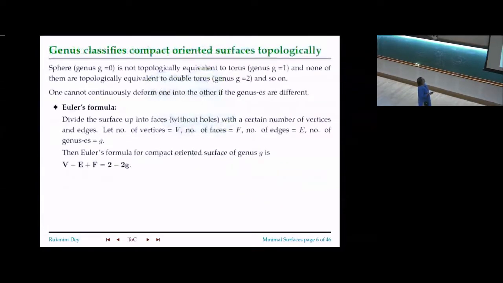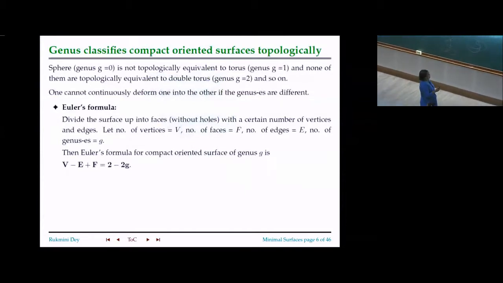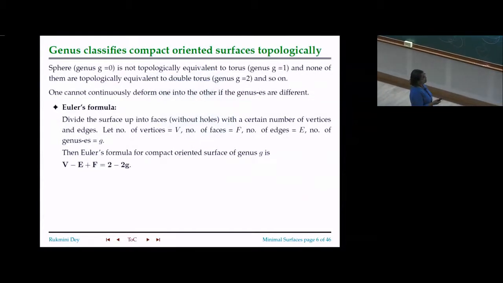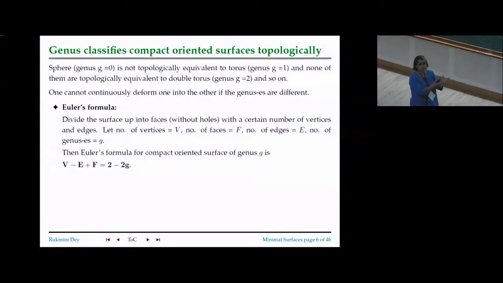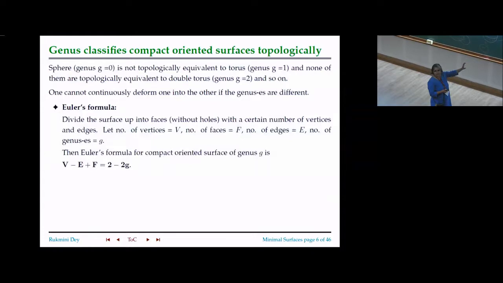So the sphere, genus 0, is not topologically equivalent to the torus. You cannot deform the sphere continuously into a torus. Once you have added a handle, its topology has changed. Okay? And the torus is again not topologically equivalent to the double torus, and so on. So you can see this number of handles you add, or rather the genus, is a very important object.